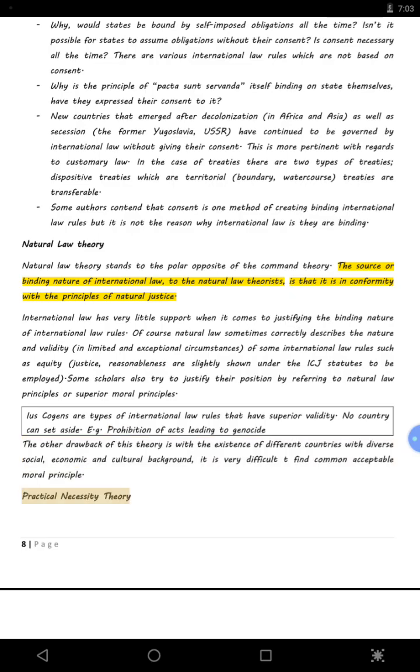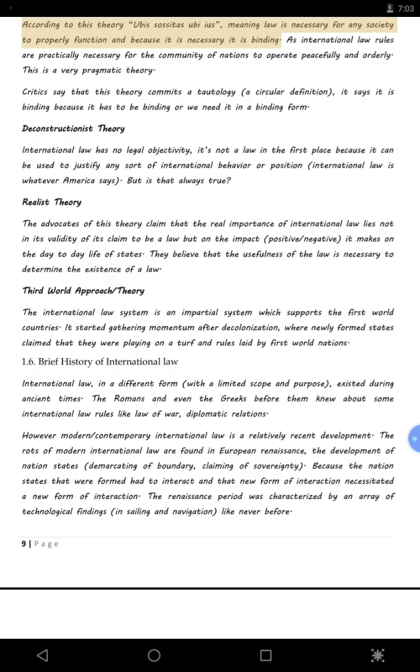Practical necessity theory. According to this theory, ubi societas ibi jus, meaning law is necessary for any society to properly function, and because it is necessary it is binding. International law rules are practically necessary for the community of nations to operate peacefully and orderly. This is a very pragmatic theory. Critics say that this theory commits a tautology, a circular definition. It says it is binding because it has to be binding, or we need it in a binding form.